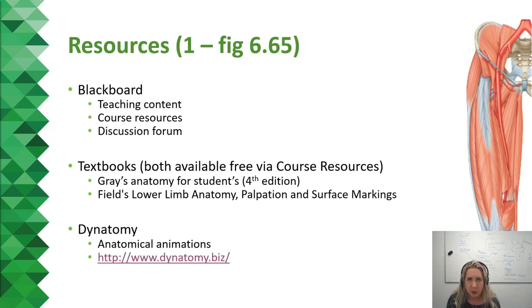The main textbook I will refer to, especially in regards to its figures, is Gray's Anatomy for Students, the 4th edition. Field's Lower Limb Anatomy, Palpation and Surface Marking book is useful for labelling bony landmarks and soft tissue structures. It also has a list of questions at the end of each chapter.